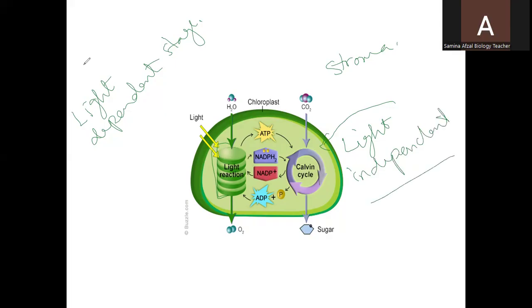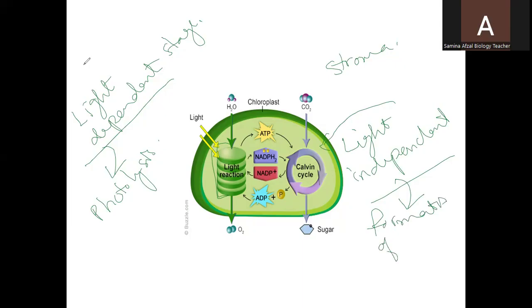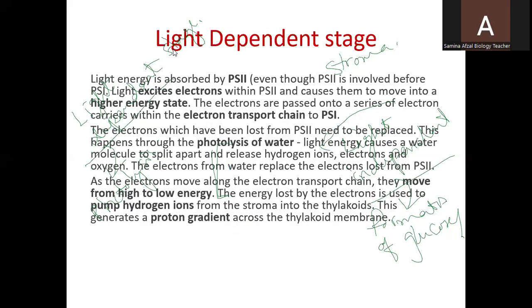During the light independent stage, light is not required, whereas the light dependent stage needs energy. During the light dependent stage, photolysis will take place, whereas during the light independent stage, formation of carbohydrates, glucose or carbohydrates, will take place. So these are the two stages. The light dependent stage is also called the light reaction, whereas the light independent stage is also called the dark reaction. First of all, we will discuss the light dependent stage.